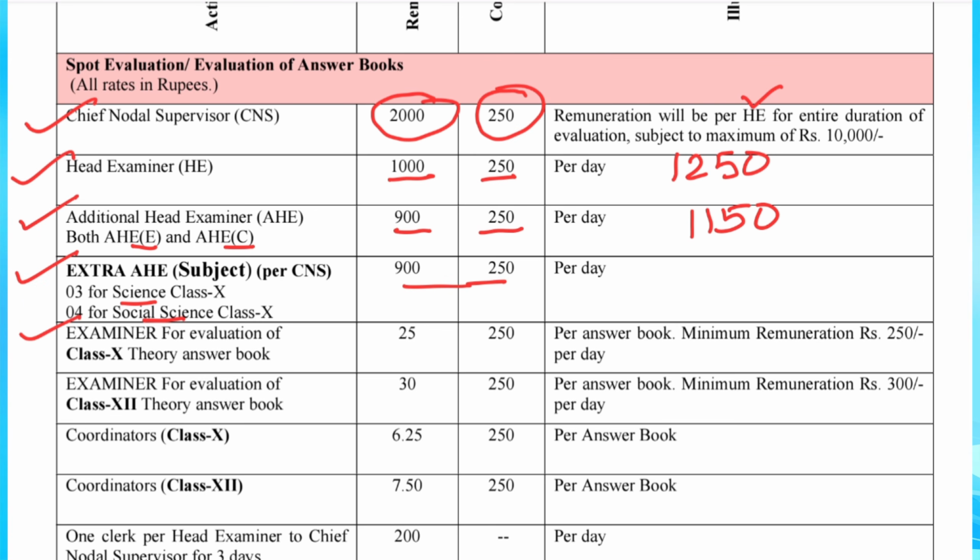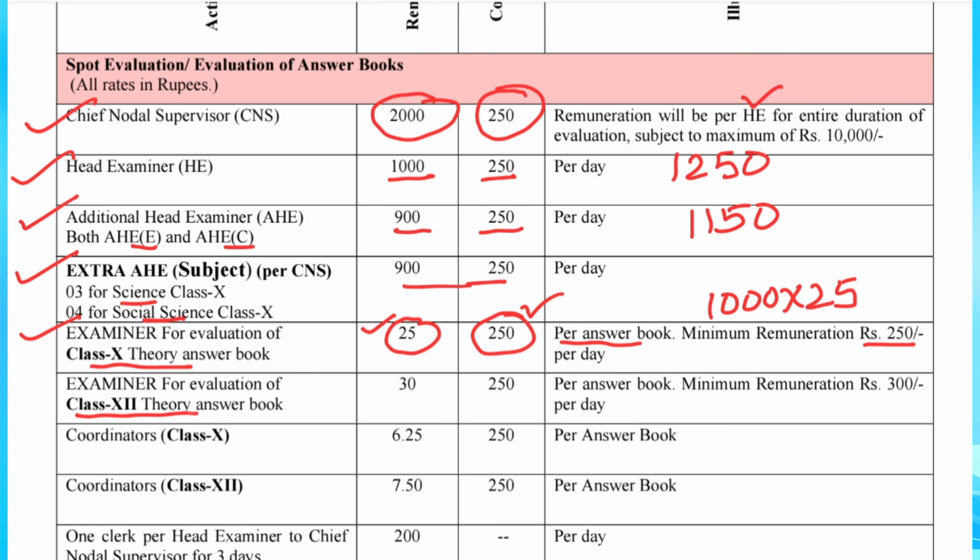Then examiner for class 10th theory paper. Class 10 theory paper, they are going to get 25 rupees per answer book and minimum 250 per day and conveyance charge of 250 rupees. So you need to calculate how many papers you have evaluated. Like if you have evaluated 1000 papers, so multiply it by 25. Just I have taken the example, and for how many days, so multiply that with 250.